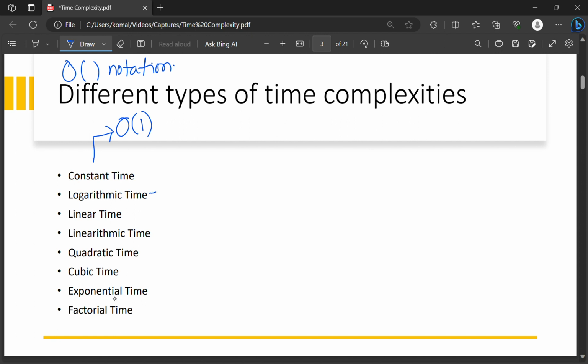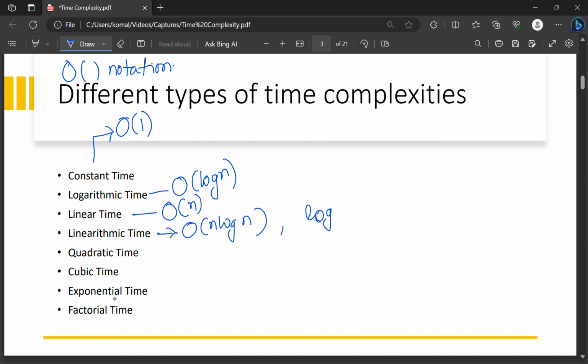Logarithmic time complexity is represented as big O of log n. Until and unless I mention explicitly, it is to be understood that the logarithm is to the base 2 in computer science. Next, linear time. This is represented as big O of n. Log linear time is represented as big O of n log n. Some people call this linear log time also. Or sorry, log linear time.